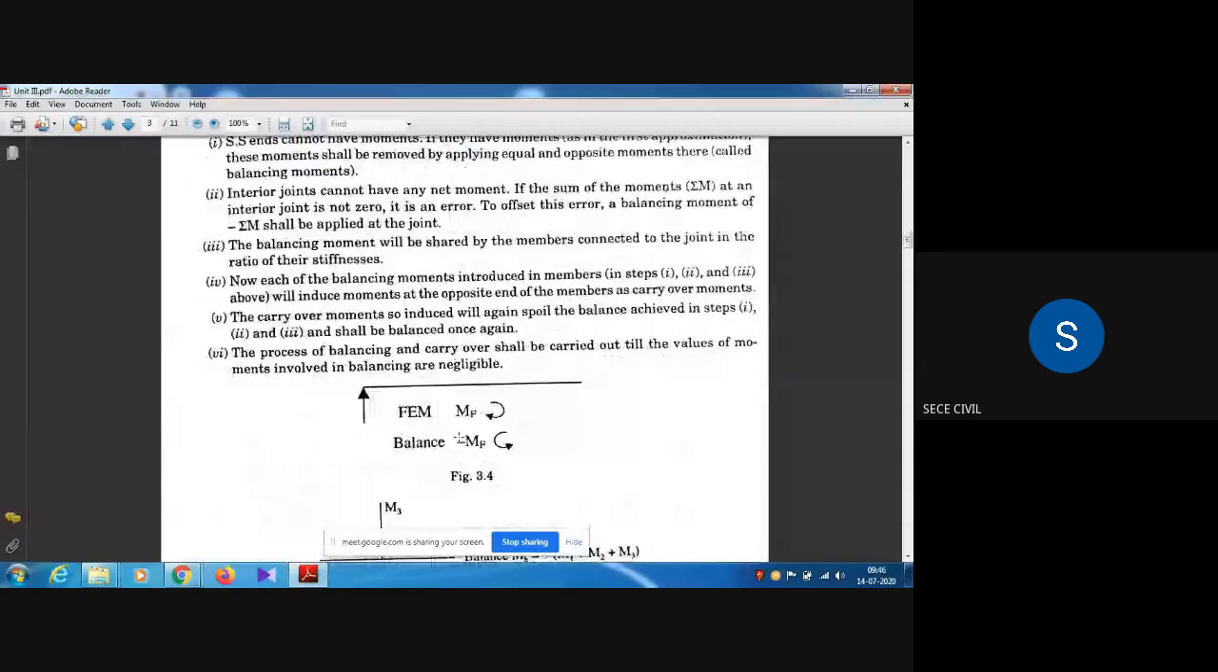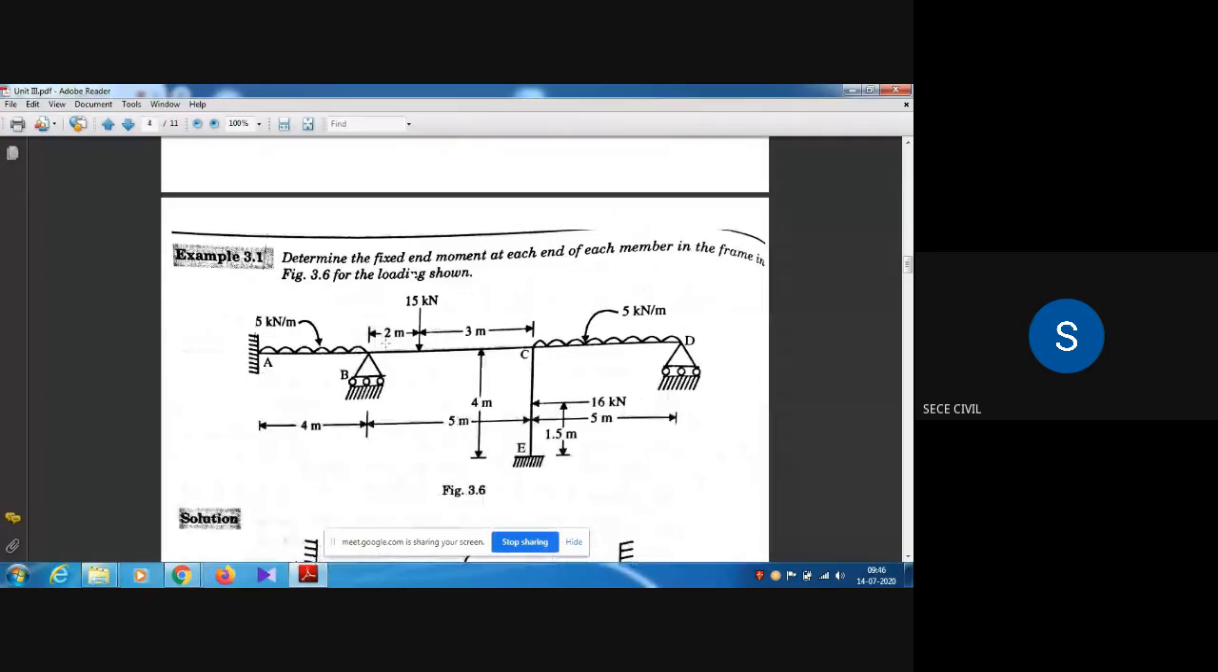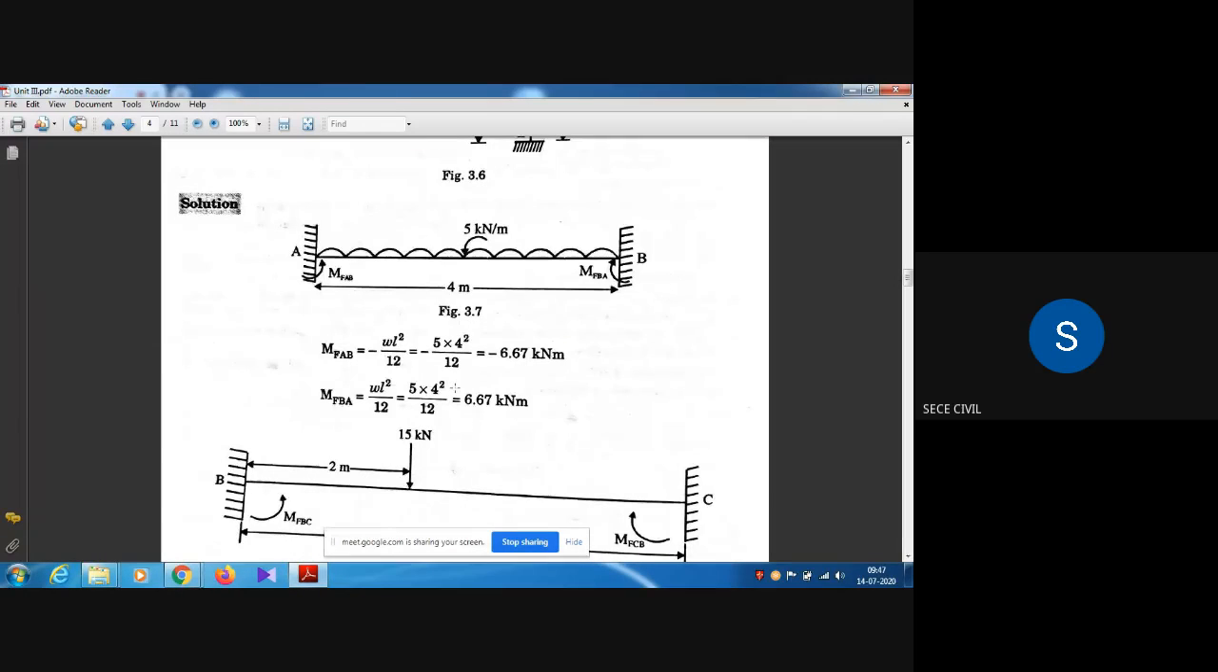So yesterday we saw a simple problem, just for calculation of fixed end moments. If the span has a UDL, the fixed end moment formula is WL square by 12. Left to right is anti-clockwise, right to left is clockwise. So MFAB anti-clockwise, MFBA clockwise. If the span has an eccentric point load, the formula is WAB square by L square, WA square B by L square. Here also left to right is anti-clockwise, right to left is clockwise. So this problem only we saw in yesterday's class.